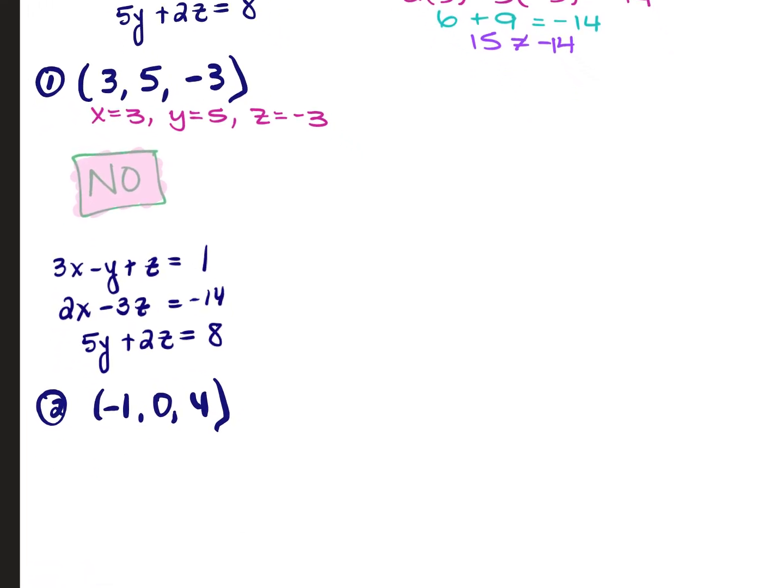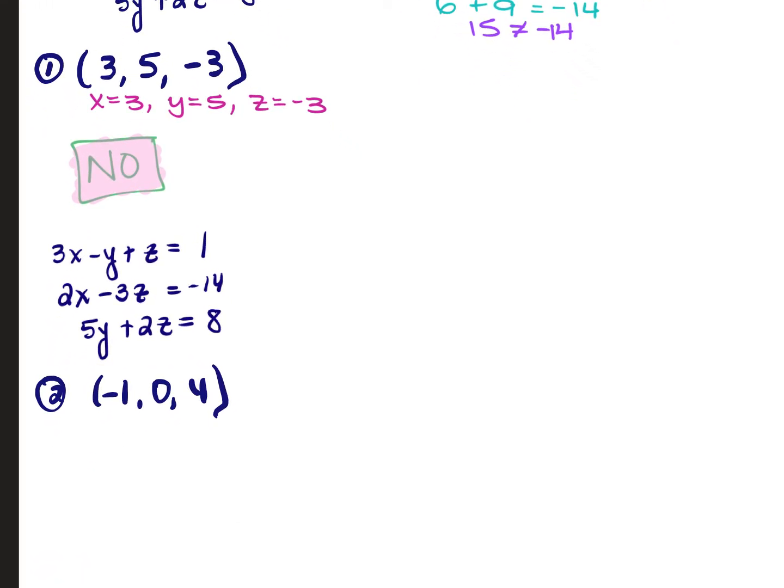For number 2, again, we're still working with the same set of functions. We're given the ordered triple, though, of negative 1, 0, and 4. So our x is negative 1, our y is 0, and z is 4. So if we start with that top one, we have 3 times x, which is negative 1, minus y, which is 0, plus z, which is 4, is equal to 1. 3 times negative 1 is negative 3 minus 0, we don't need, plus 4 gives us the 1, so that is a true statement.